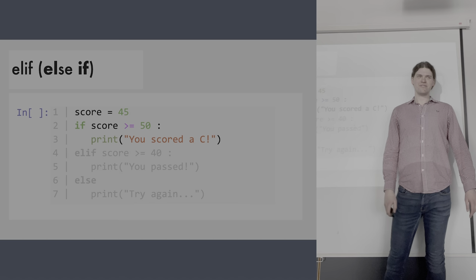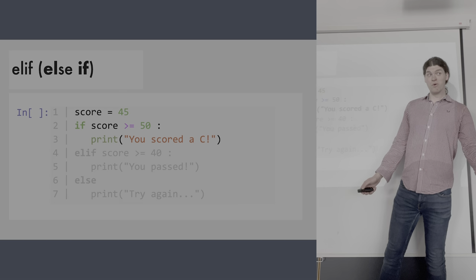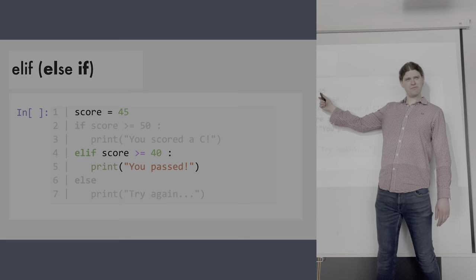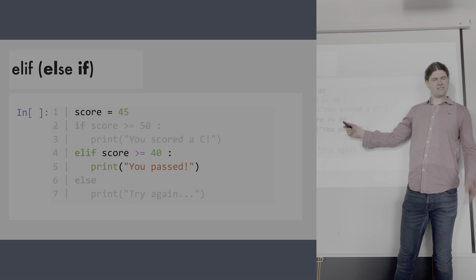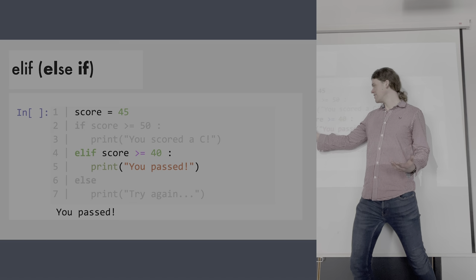False. It's false. So do we print this? No, we don't, do we? Okay, so else. Otherwise, check the next one. Is score, which was still 45, we haven't updated it, is 45 greater than or equal to 40? Yes, true, it is. So therefore, we print, we pass, okay? And we only print that, because of course we don't need to run the else, we don't need to check it, because it's only going to be one of them.